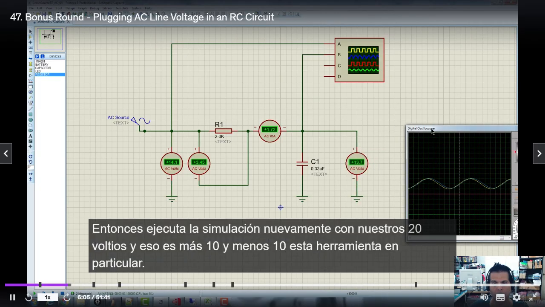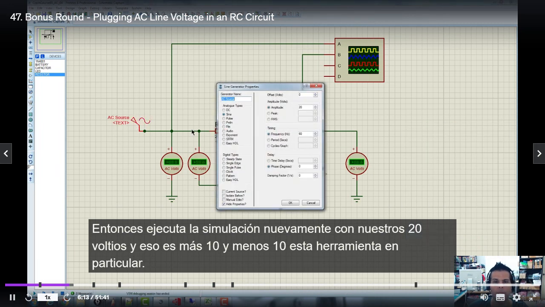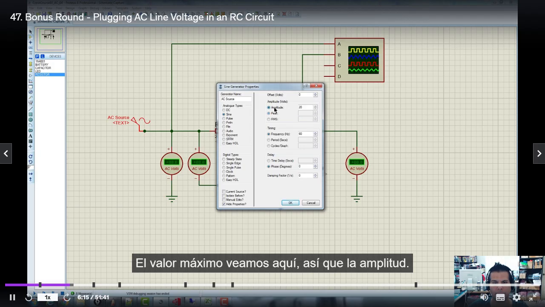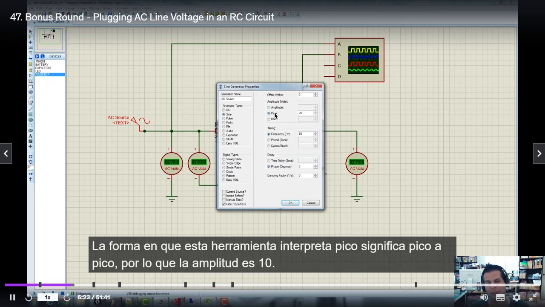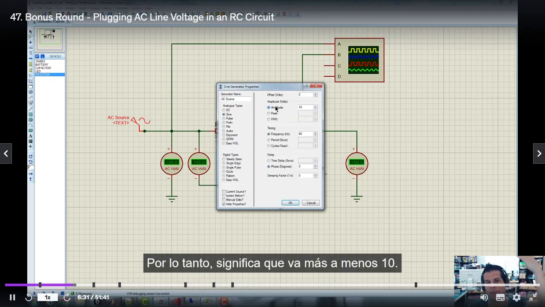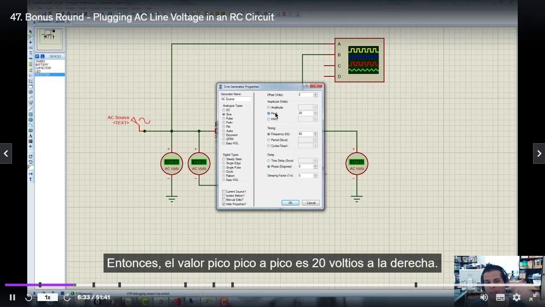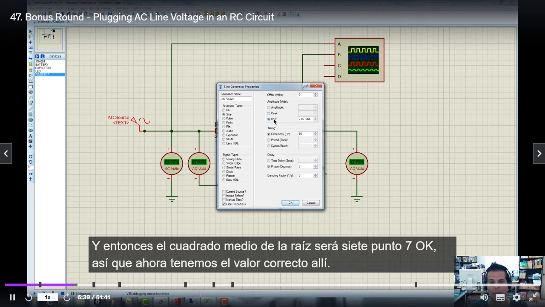All right, so when we run the simulation again with our 20 volts, and that's plus 10 and minus 10, this particular tool, the amplitude, okay, so in this case the amplitude is 10, that's what it likes to see. Then the peak value, the way that this tool interprets peak, means peak to peak. So if the amplitude is 10, that's just the absolute value, so it goes to plus 10 to minus 10. So the peak to peak value is 20 volts. All right, and then the root mean square will be 7.07.